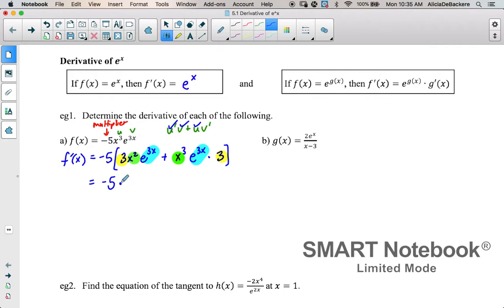So I'm going to pull out the 3. I'm going to pull out an x squared, and you don't need the dots here. You could have used brackets around your 3 as well. And then I'm going to pull out an e to the 3x. And so what's left over? In the first term, I've actually divided out exactly the first term. So I'm left with a 1.